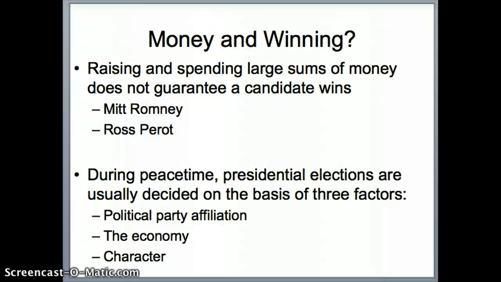The question of all this is, so if you have lots of money, does it guarantee you win? And the answer is not always. Mitt Romney in 2008 spent large amounts of his own money, didn't become the Republican nominee. Maybe he will in 2012. Ross Perot spent lots of his billions in 1992 and 1996. He did not win. He did win a substantial percent of the popular vote. However, he did not win any of the electoral votes. So money doesn't always determine whether you win or not.